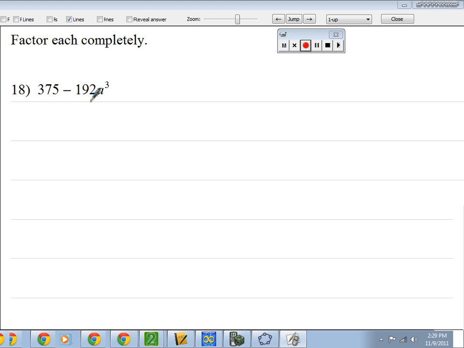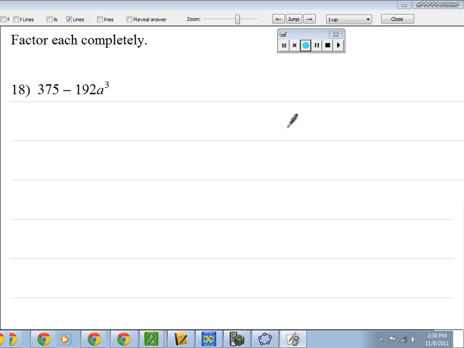If it's not a cube, you're going to have to factor out the GCF. Thomas says the GCF is what? 3? So let's divide them by 3. What's 375 divided by 3? So if you're going to factor out a 3, it's going to be 3 times the quantity. 125. Now, what do you know about 125? 125 is a cube. What's 192 divided by 3? 64? A cube?